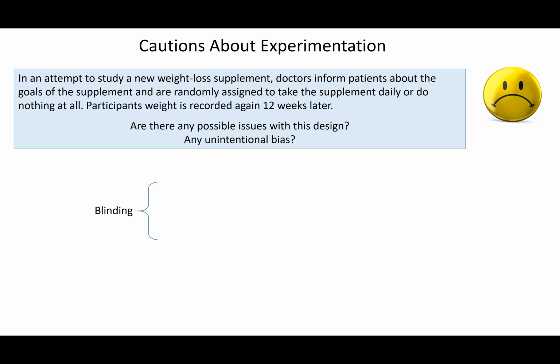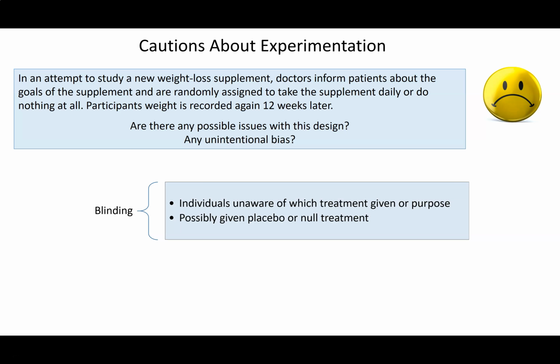So there's this idea of blinding. So single blinding, specifically, it's when the individuals getting the treatments have no idea which group they're in. So they're unaware. So they might be given a placebo. They might be given a sugar pill that looks just like the treatment but doesn't actually have any active ingredients.